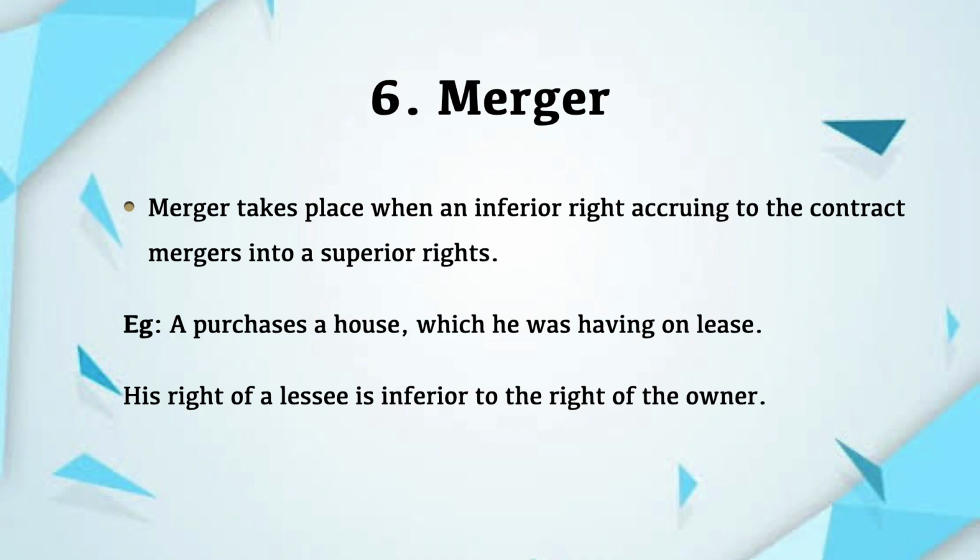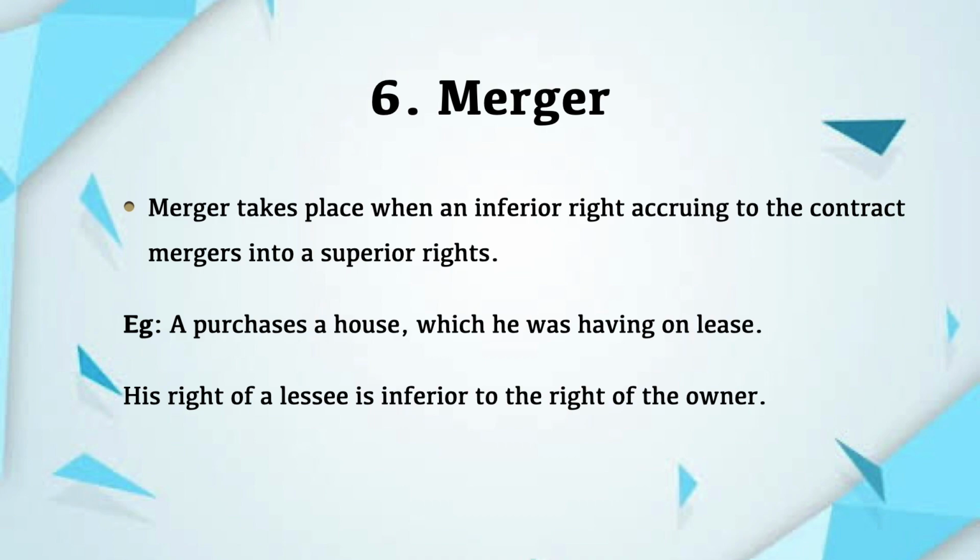Example, A purchases a house which he was having on lease. His right as lessee is inferior to the right of the owner. Now you tell me, if you are living in a house on lease, you can take a house on rent or on lease, correct? Now you have taken the house on lease for a couple of years. You are just a lessee to the owner, correct? You have paid a huge sum of money for a couple of years to stay in a particular house, and once you vacate the house, the money comes back to you. So you do not have much right upon the house.